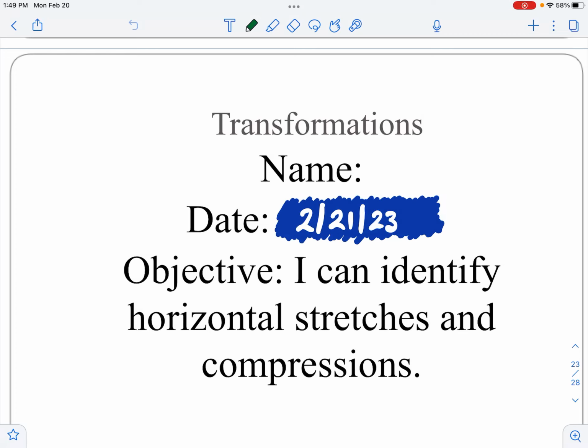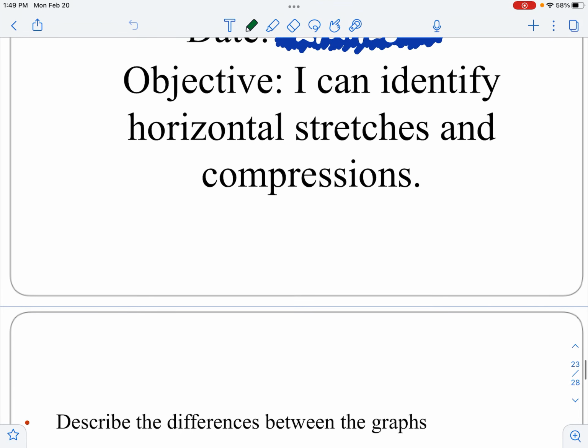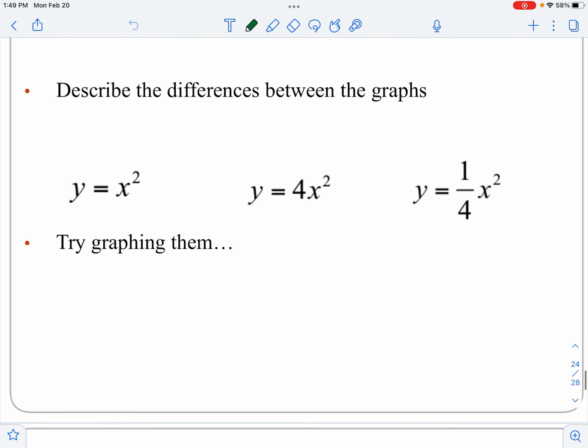All right, guys, today we are going to talk about identifying horizontal stretches and compressions as well as those reflections on the graph. So, first thing we're going to look at, and we're going to go to Desmos to look at these graphs. We can graph these in our graphing calculator and then see what is happening each time. So, our graph of y equals x squared, remember this graph looks like a U. It's a parabola. And so what does this 4 and this 1 over 4 do to our graph of our parabola?